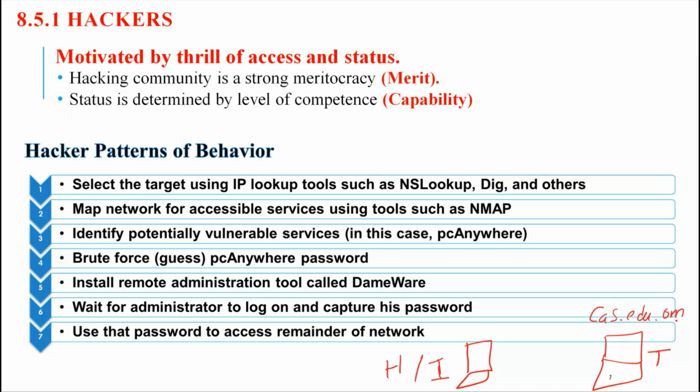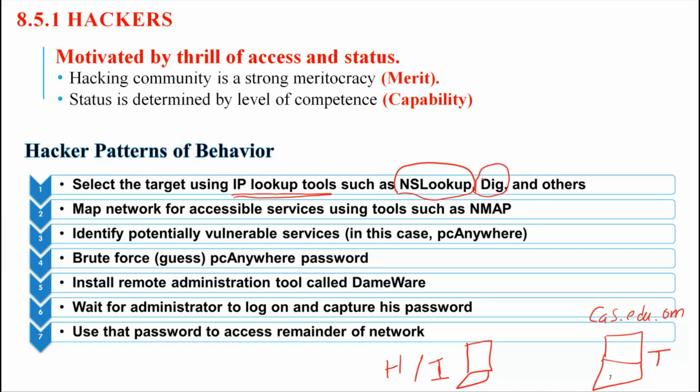Now how can I do this? I can find the IP address of any target by using IP lookup tools. There are IP lookup tools available. An example is NS lookup, the name server lookup tool, which will find the IP address from the DNS machine. Then dig. These are the 2 different tools used for finding the IP address of a target.